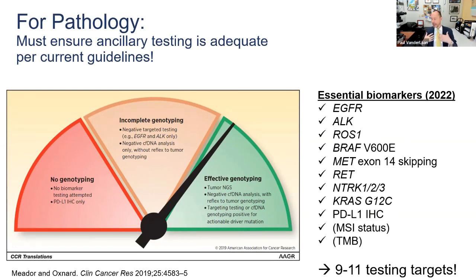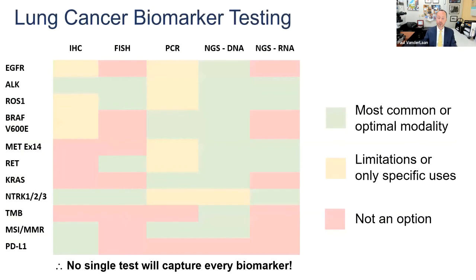And so again, as AP lab managers, what do we do? How can we make systems to ensure that we have effective genotyping done for all of these non-small cell lung cancer specimens?